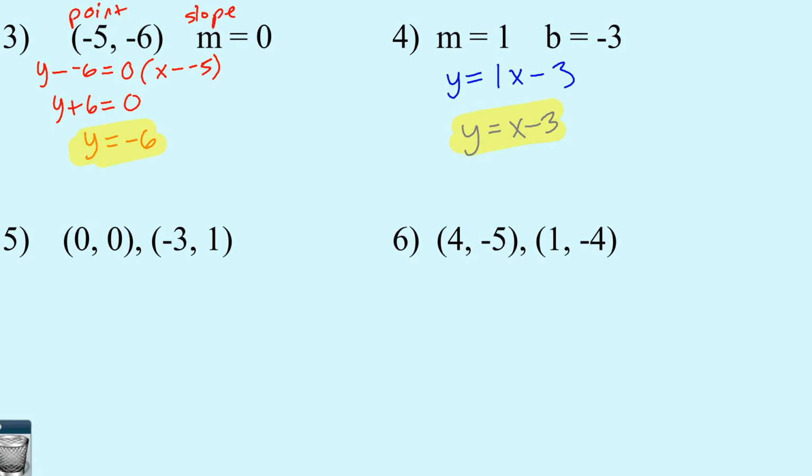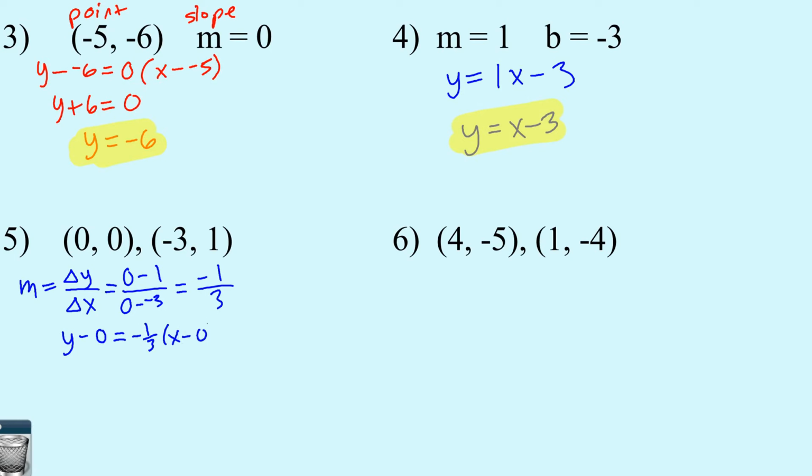Now let's do number 5. Well, we got 2 points. We need the slope. So we do the change in y over the change in x. Rise over run. So 0 minus 1 over 0 minus negative 3. Negative 1 over 3. So now we've got a slope and a point. So plug it into point slope. Y minus 0 equals negative 1/3 x minus 0.